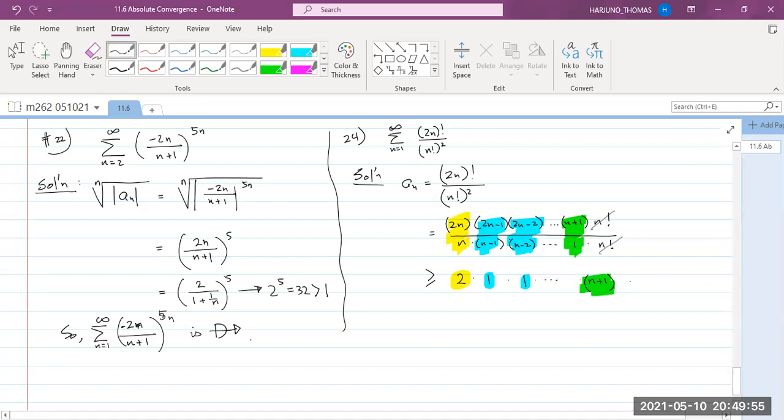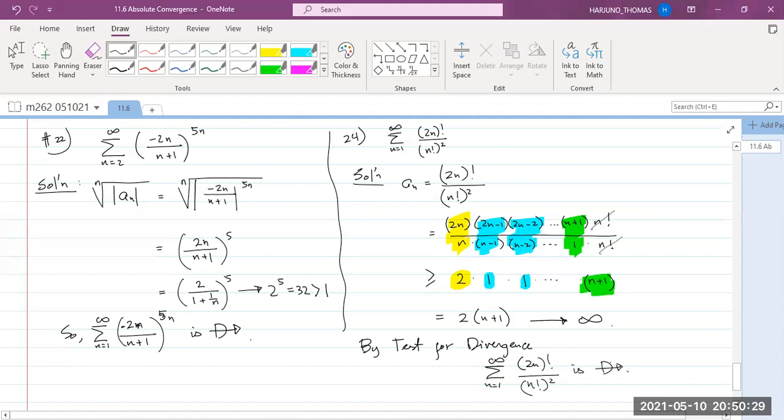Now the thing is, this is 2 times n plus 1, this goes to infinity, right? So by the divergence test, this series is divergent. Okay, it explodes to infinity.